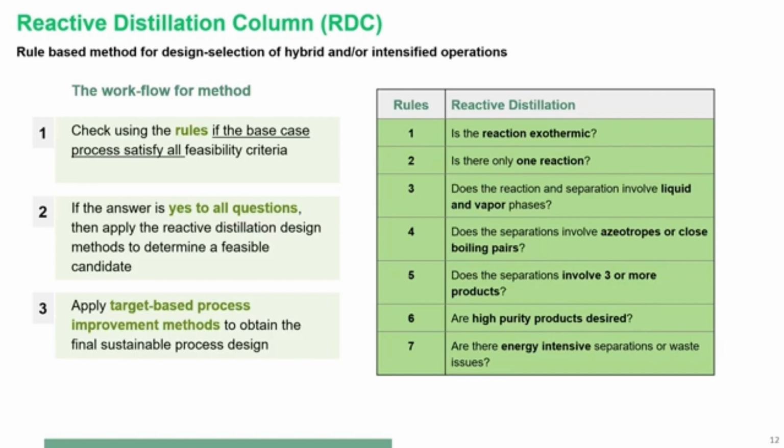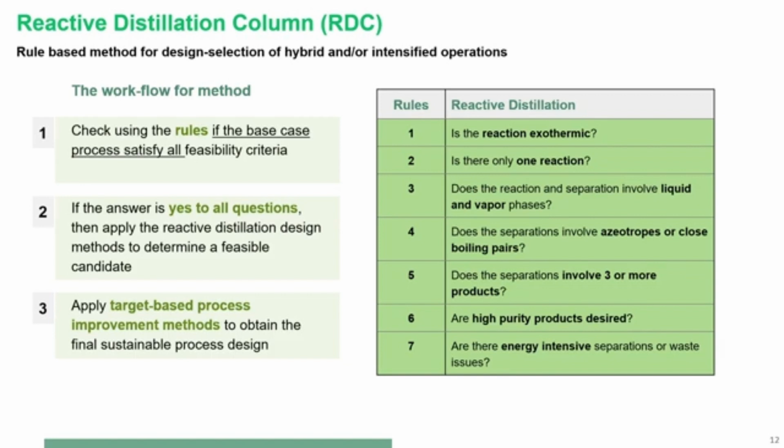There are 7 rules that need to be satisfied to apply the RDC, as shown in the table on the right-hand side. The first rule: is the reaction exothermic? Yes, it needs to be exothermic so it will generate vapor. Second rule: is there only one reaction? Yes, note that multiple simultaneous reactions can also be considered, as they will require one reactor.